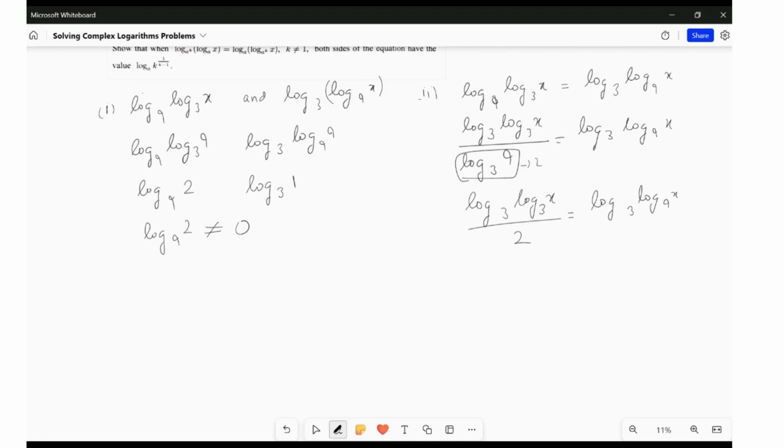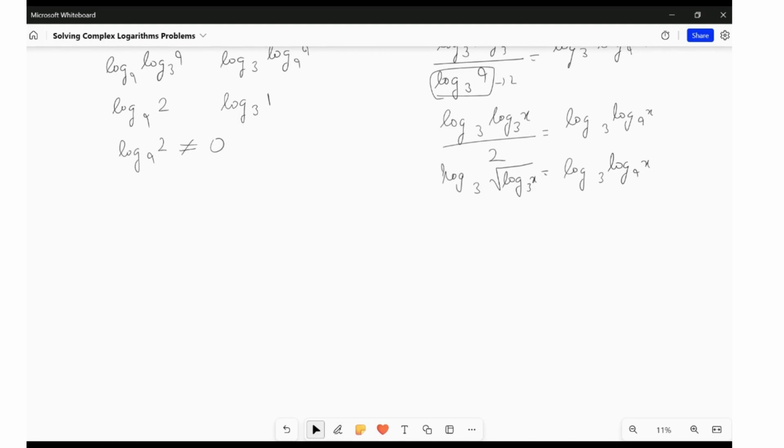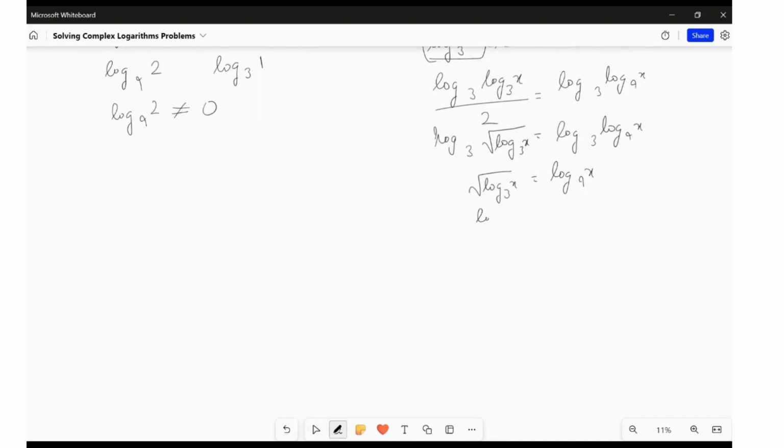Now we got the coefficient as 1 by 2, so we can write it as log of root of log x base 3, whole base 3, is equal to log x base 9 whole base 3. Now we can just equate root of log x base 3 is equal to log x base 9. Now squaring on both sides, we get log x base 3 is equal to log x base 9 whole square.